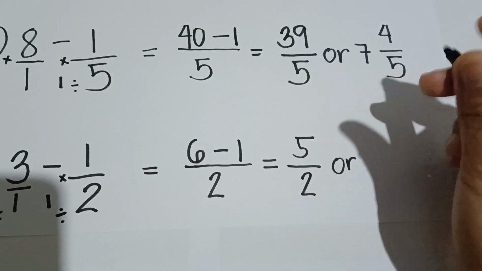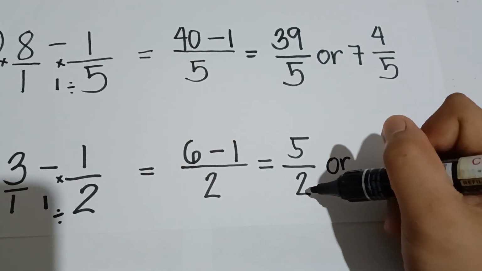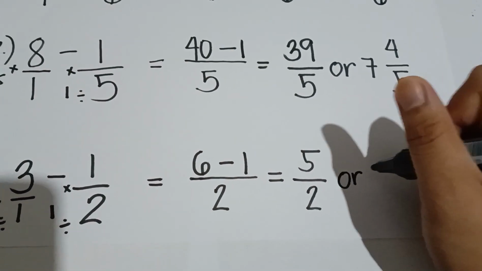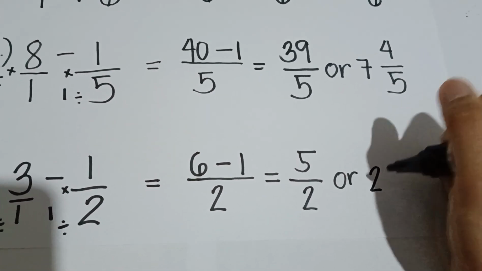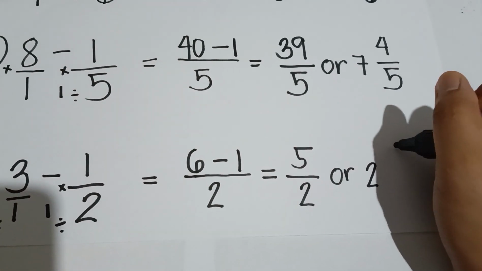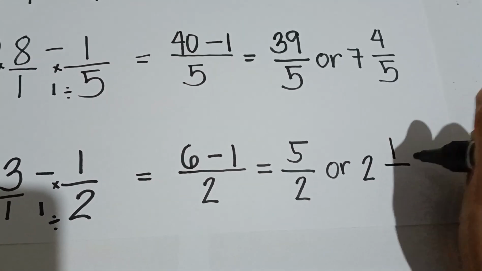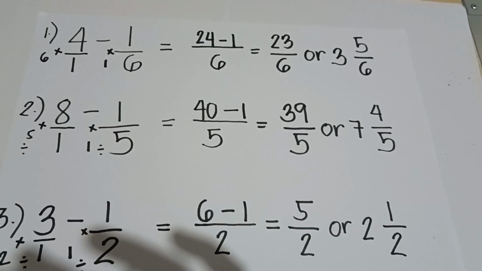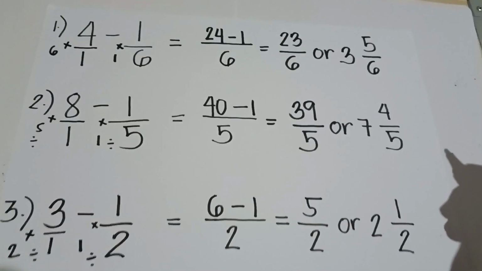How many 2s are there in 5? There are 2 twos inside of 5, and there is a remainder of 1. Copy the denominator. So your final answer is 2 and 1/2.